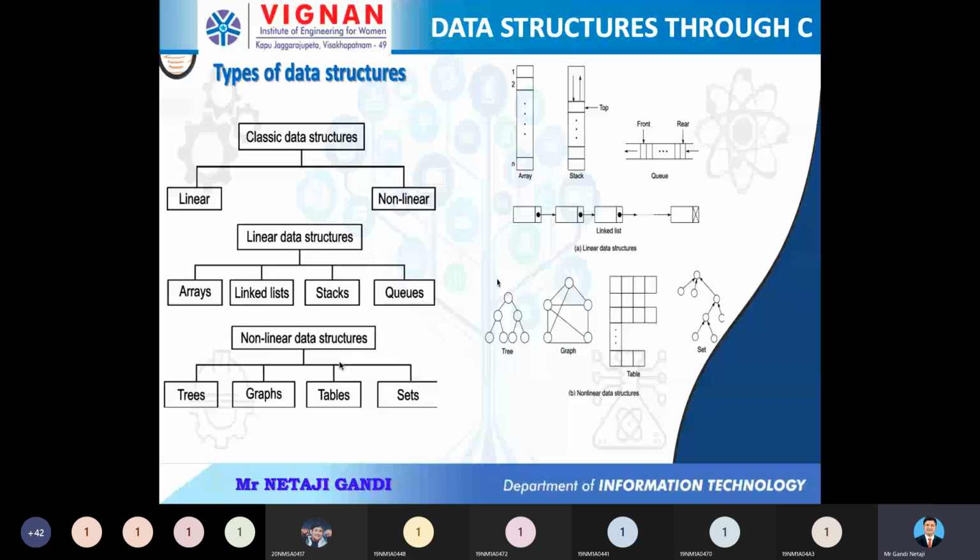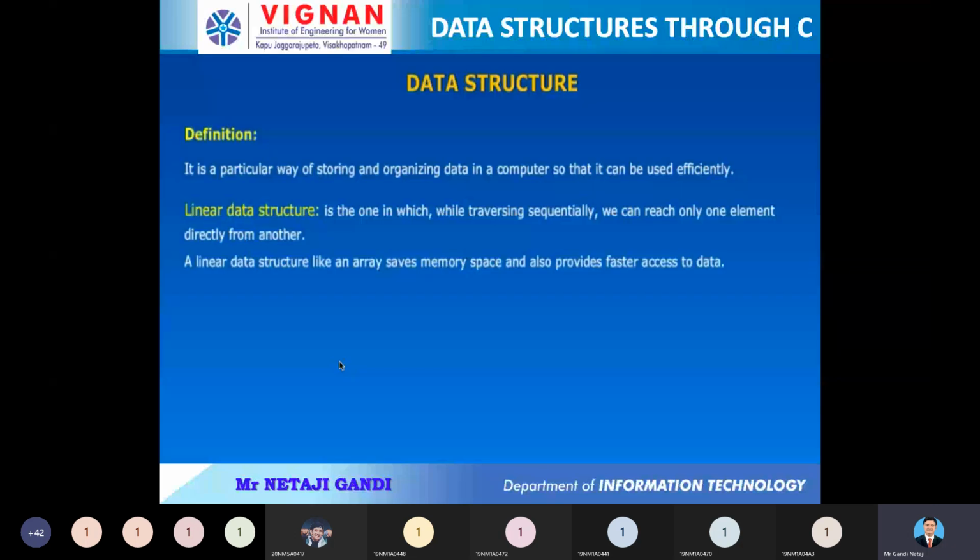What is meant by a linear data structure? The data can be arranged in a sequential manner. The mathematical and logical data can be arranged in a sequential manner. That data structure is called a linear data structure. This is a total overview of the data structures concept.